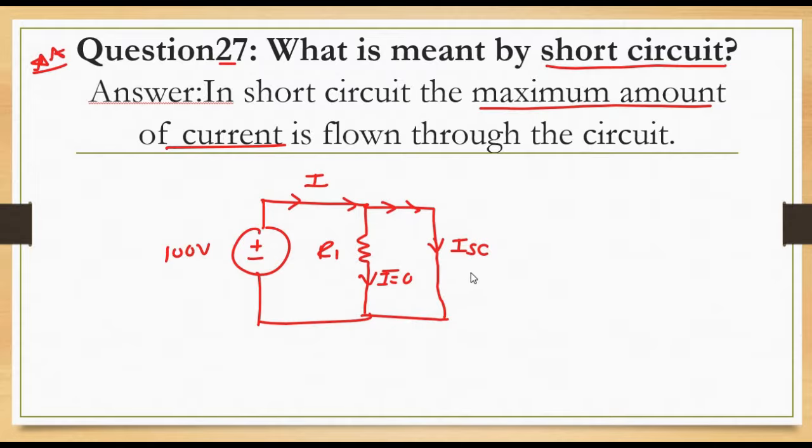maximum current will flow in the circuit, since ISC can be given as our source voltage, that is 100 volt, and the resistance of this short circuit, which is almost negligible. You can even consider it as zero. Ideally, it should be 0. So short circuit current will be infinite ampere. That only it is given that in short circuit maximum amount of current is flown through the circuit.